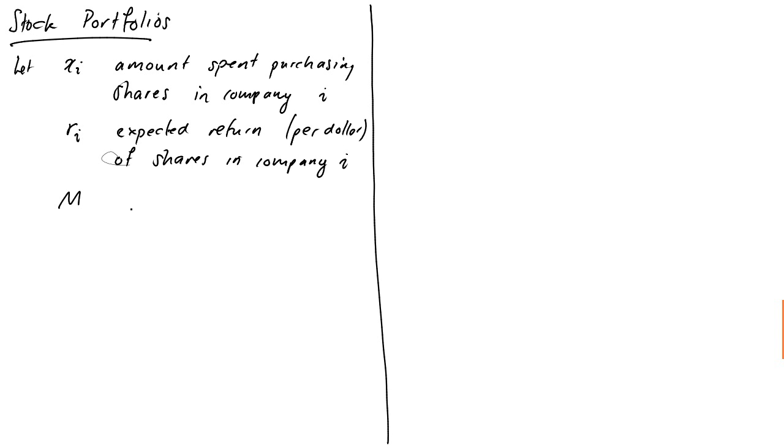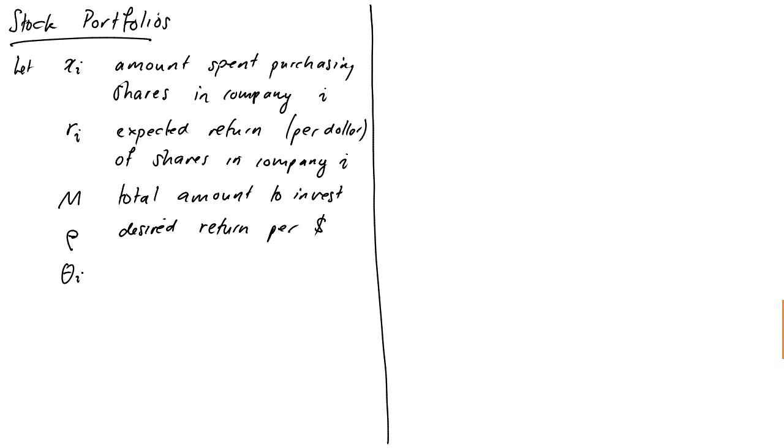We've got M, the total amount of money to invest, and basically we have a certain amount of return that we want to get, so a desired return per dollar. So we want to get a certain interest rate, or a certain amount of return, for each dollar we invest. Okay, now so far there's nothing to stop us just investing in the company that has the highest return. So there has to be a kind of flip side here.